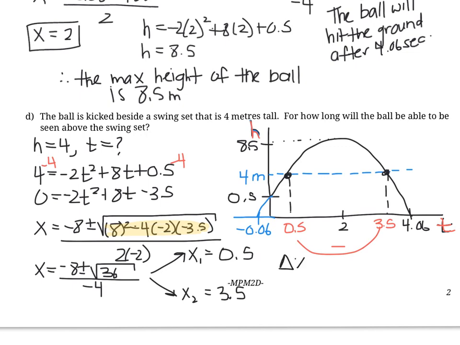So I'm going to put delta x. We know that that just means the change in x. We're just going to subtract them. 3.5 minus 0.5. And the change in x is just going to be 3. Instead of x, I just realized we're using t. I'm just going to cross it out and put t. Change in t is going to be 3 seconds. So we know that the ball will be above 4 meters for 3 seconds.